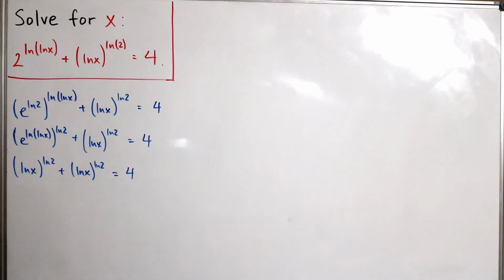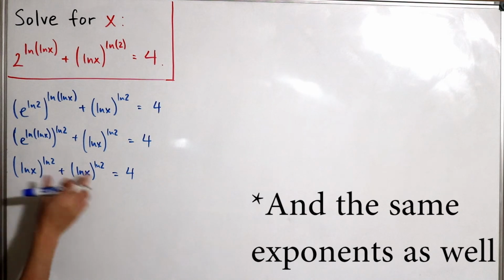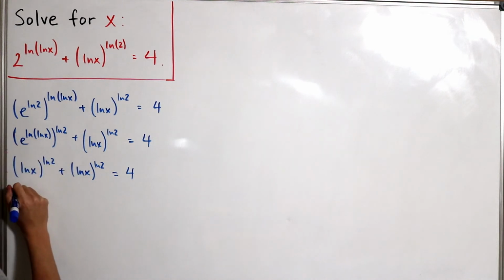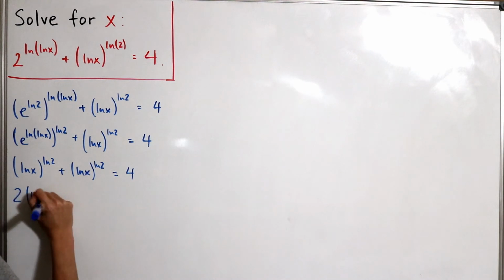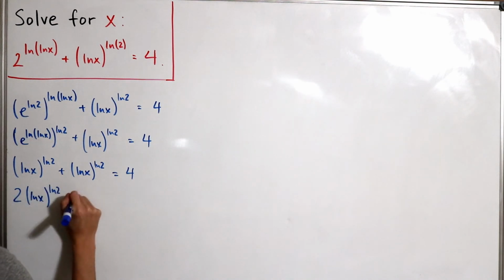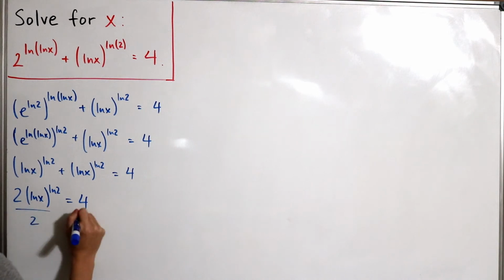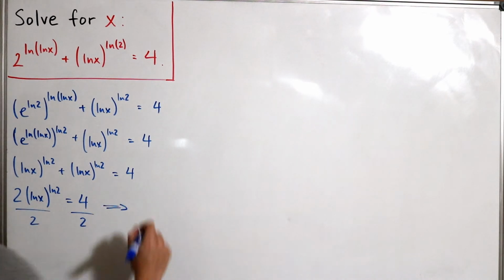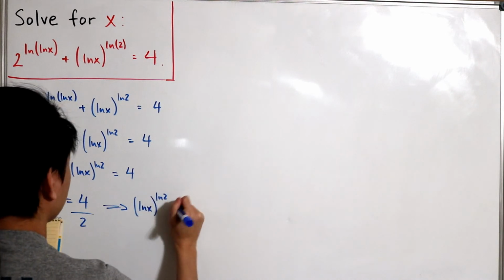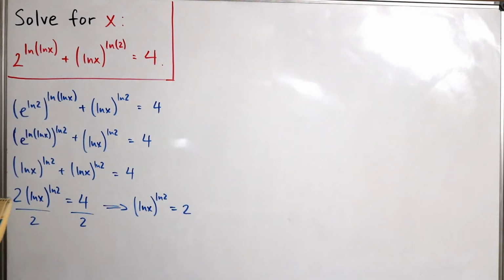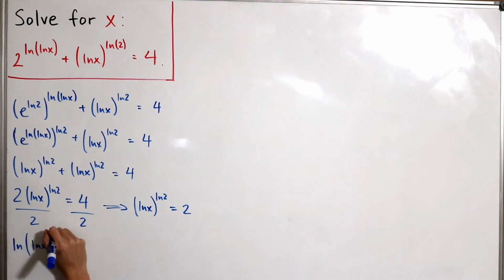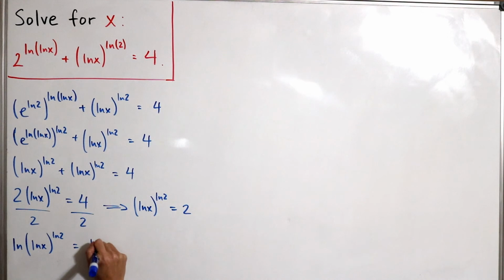But hey, guess what? They share the same thing, so that means it's double the quantity. So I can say 2 times ln of x to the power ln of 2 equals 4. And if we just divide both sides by 2, then I would have ln of x to the power ln of 2 set equal to 2. Then, not there yet, what we can do now is take the natural log of both sides, so we have the natural log of x to the power ln of 2 set equal to ln of 2.